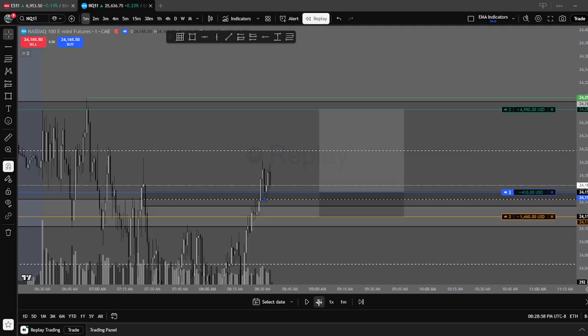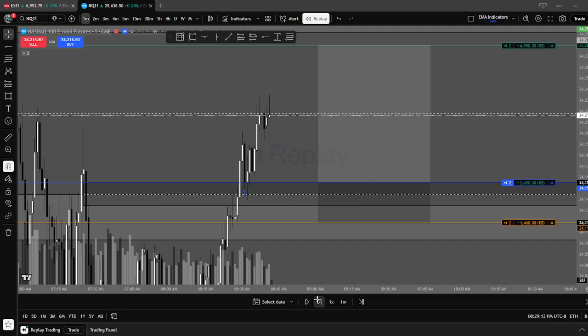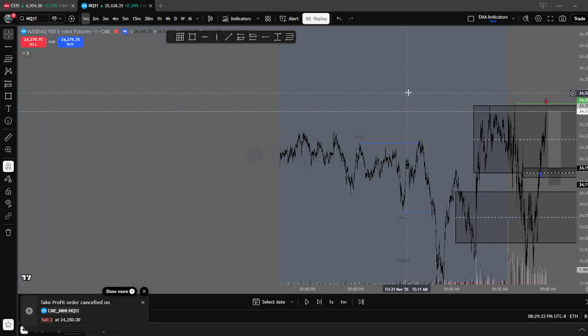What does market give us with this? Bit of consolidation, move up. Bit of a consolidated push for sure. Moves down, just about ticked out, and take profit hit. Boom. That's our trade for the day.